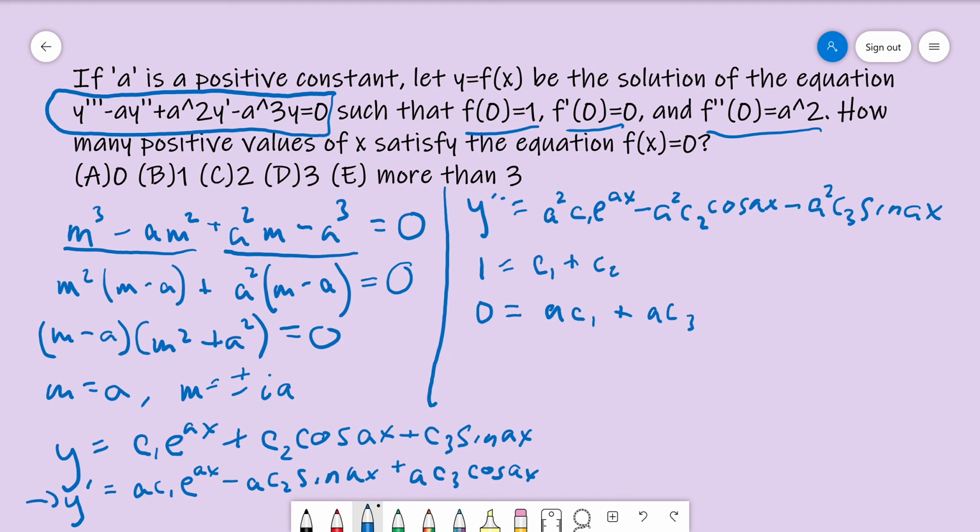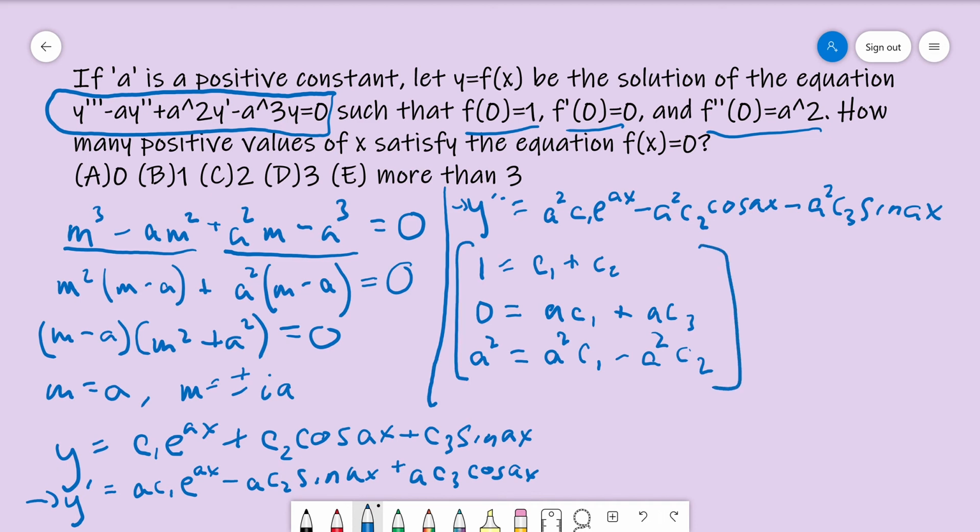So let's give that a shot. We'll get a squared equals, now we're going to use this equation, a squared c1 e to the 0. E to the 0 is 1, so that just gives us a squared c1, minus a squared c2 cosine of 0. Cosine of 0 is 1, so that's just going to be minus a squared c2. And then the sine term drops out because sine of 0 is 0. So these are our three equations that we need to solve.